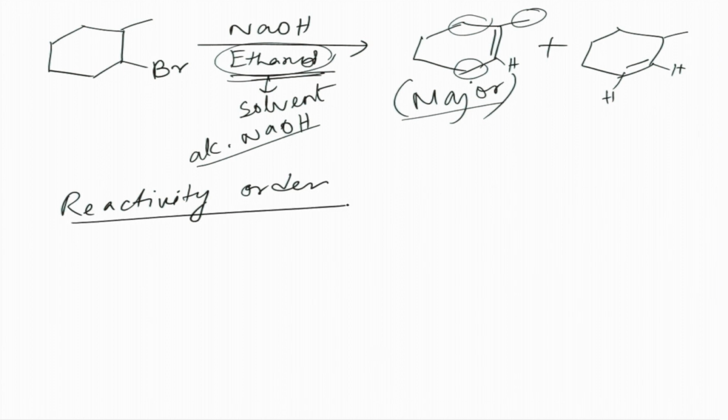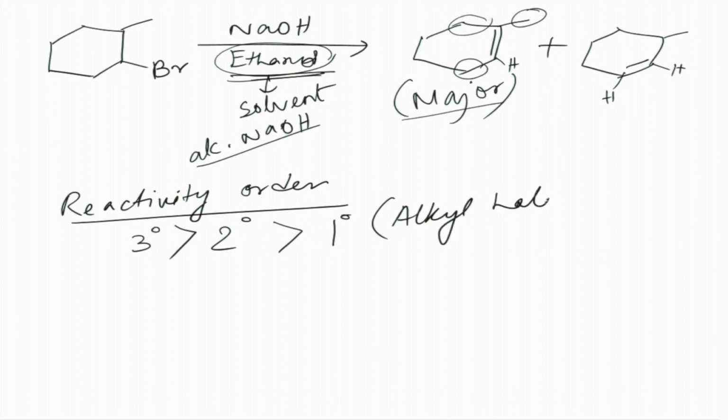So, among the alkyl halides, tertiary alkyl halide will be the most reactive, then secondary alkyl halide and then primary alkyl halide. This is the order of reactivity of alkyl halides.